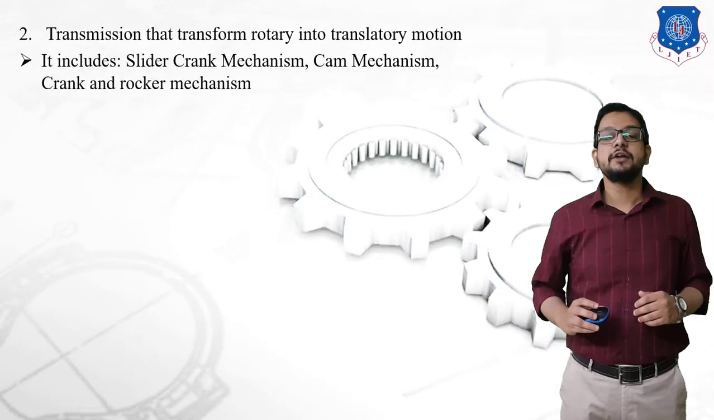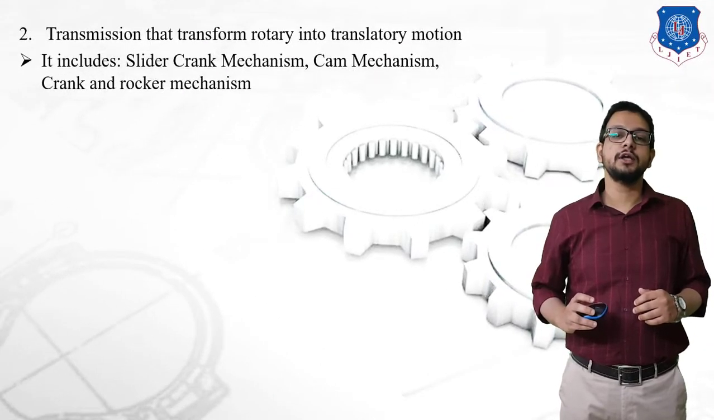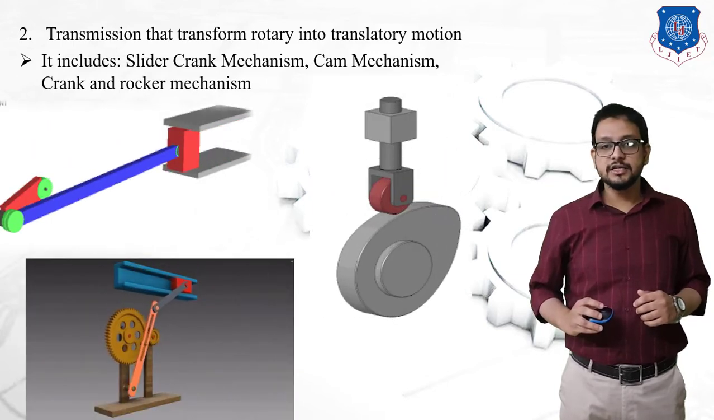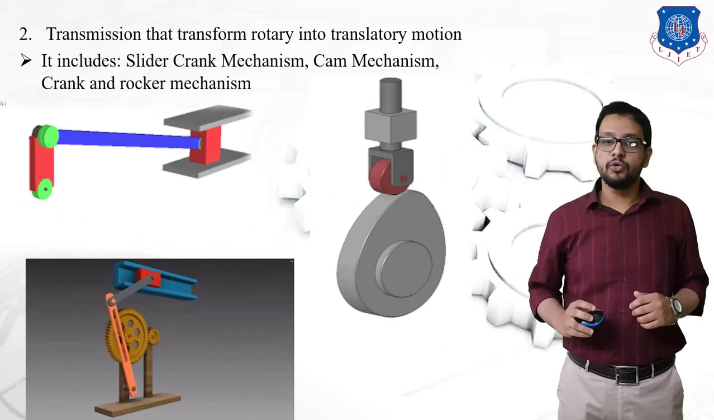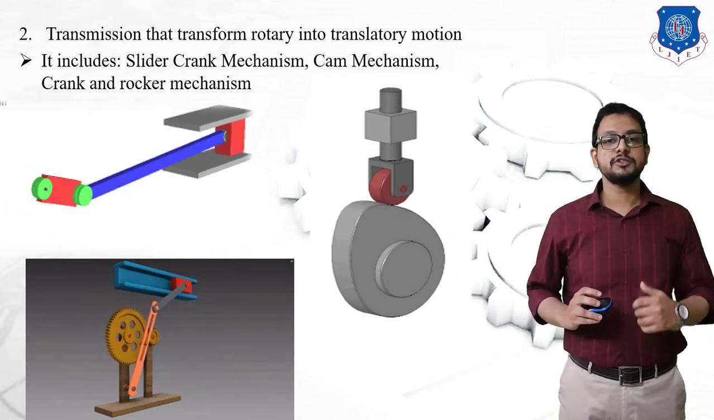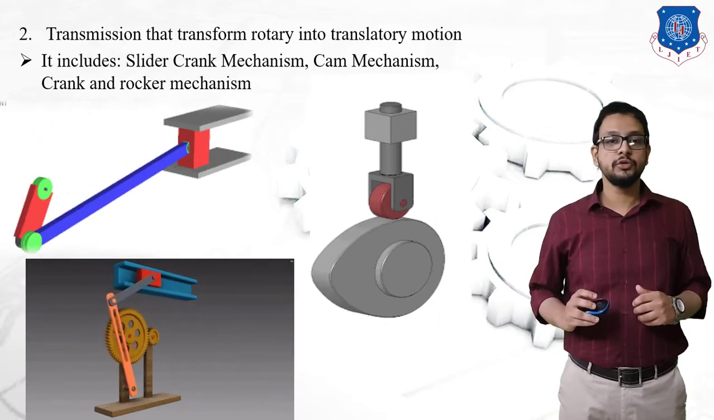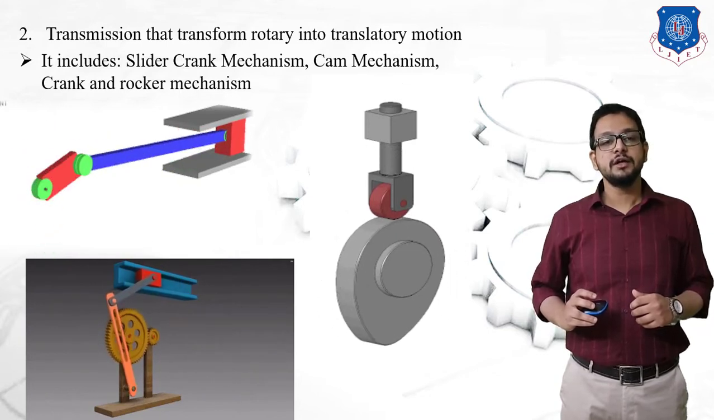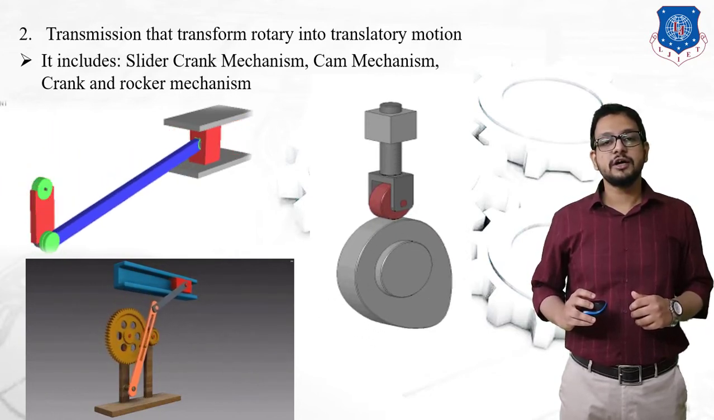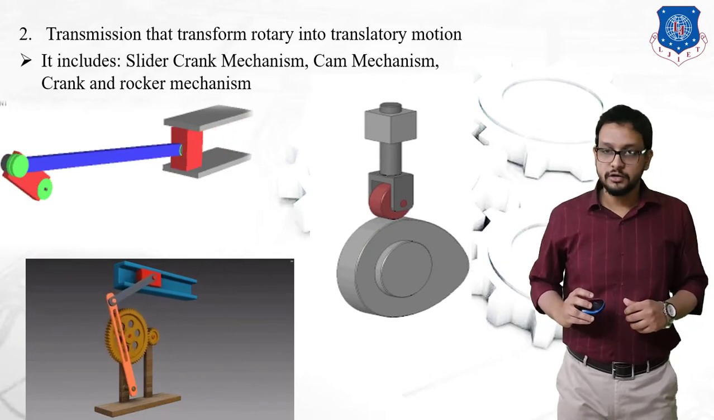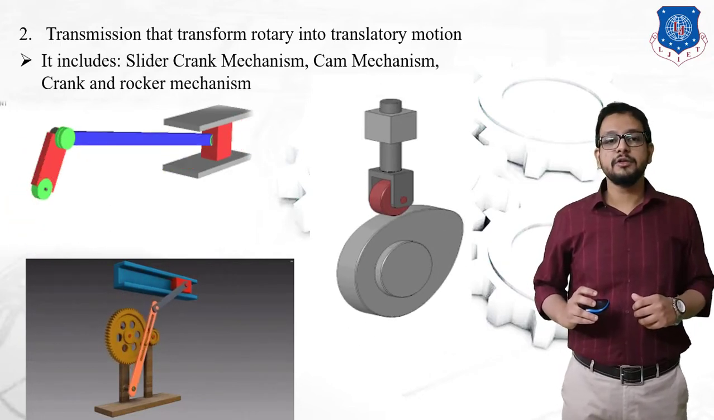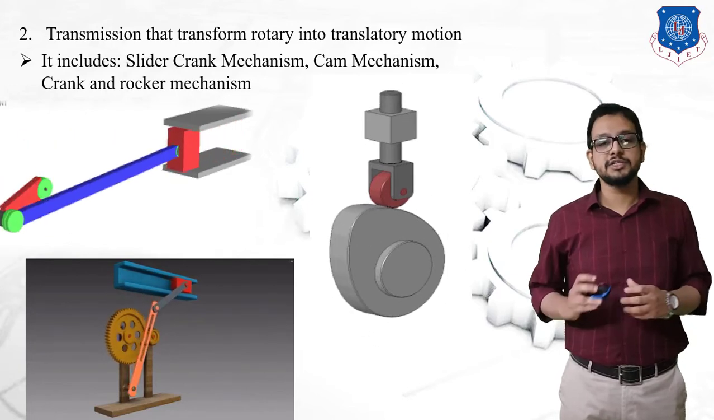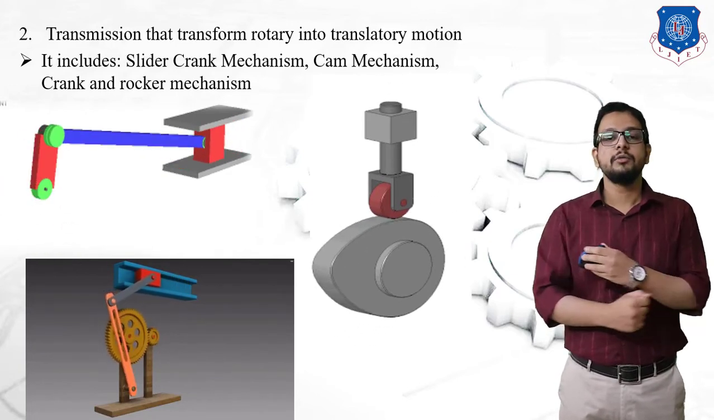The next is transmission that transforms rotary into translatory motion. The examples are very clear: slider crank mechanism, cam mechanism, crank and rocker mechanism. In the first picture you can see animations. The first animation is of a slider crank mechanism, in which a driving motor rotates a crank, and by means of the crank and connecting rod it slides the piston, which means the piston performs a reciprocating motion.